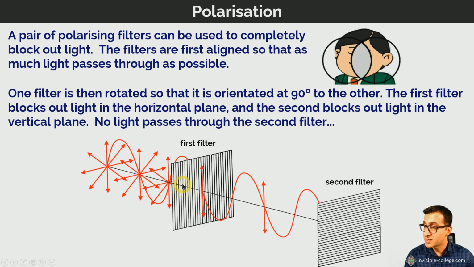So if we imagine this is our first filter with vertically oriented molecules here, and this is our second filter with horizontally oriented molecules, unpolarized light is hitting the first filter, which only allows the vertically polarized light through, and then when this vertically polarized light hits the second filter, it will not allow any light through. So even if you were to look through either of these filters on its own, you would be able to see through them, because some light is passing through. If you put them together, they effectively both together will block out all light from passing through them.